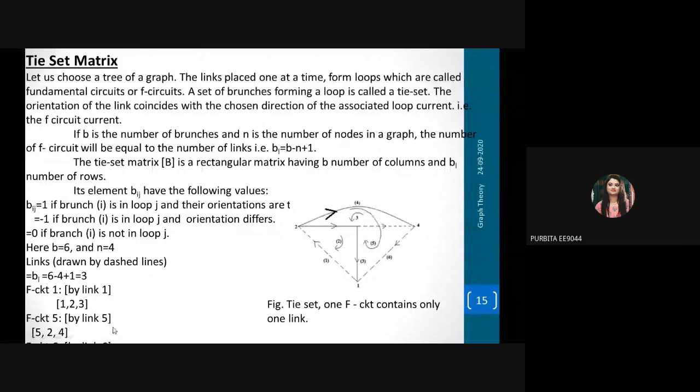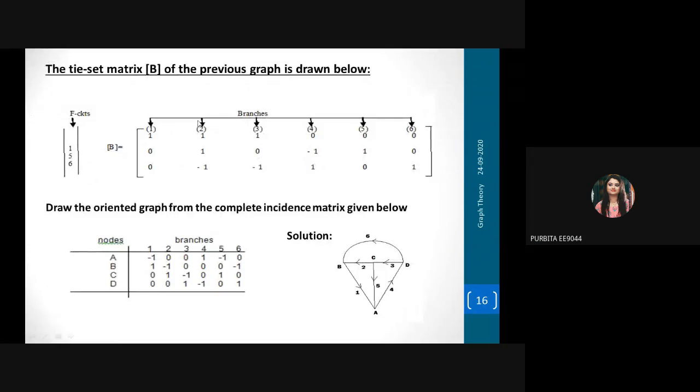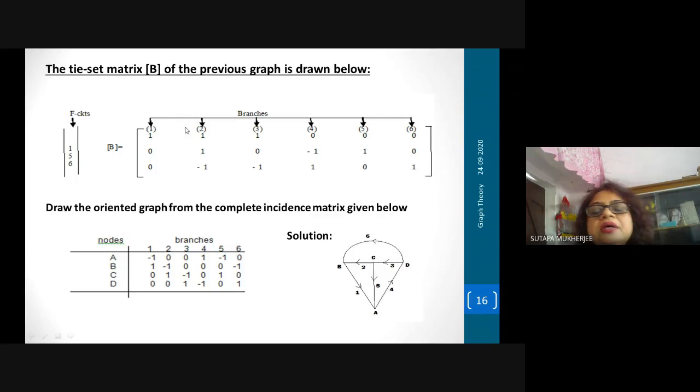Yes ma'am. So, ma'am, for ওখানে loop. Let me finish. All the branches will be here. How many branches are there? 1, 2, 3, 4, 5, 6. How many links are here? 1, 5, 6. Clear? Is it up to this clear?